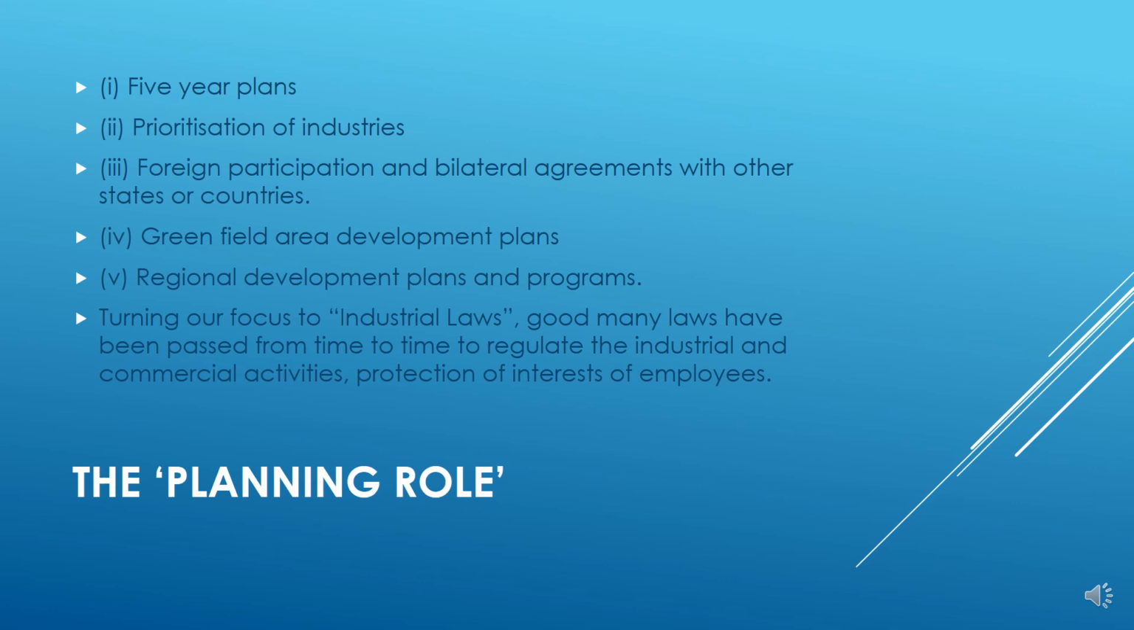The planning role. So who makes the 5 year plans? The government. Prioritization of industries. Which industries to be given priority, that's a planning role. Foreign participation in bilateral agreements with other states or countries, greenfield area development plans, or the green revolution. White revolution was concerned with milk. All these are under the planning roles.